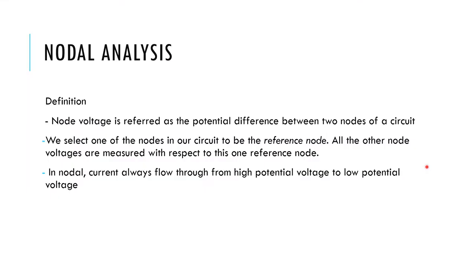Okay, let's start with the introduction. The definition of nodal analysis is that the node voltage is referred to as the potential difference between two nodes of a circuit. We select one of the nodes in our circuit to be the reference node. All the other nodes' voltages are measured with respect to this one reference node. In nodal analysis, current always flows from high potential voltage to low potential voltage.